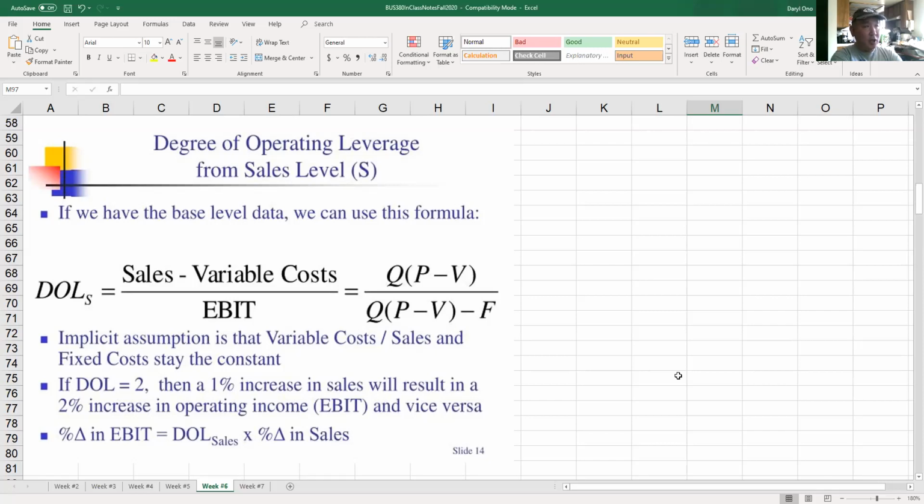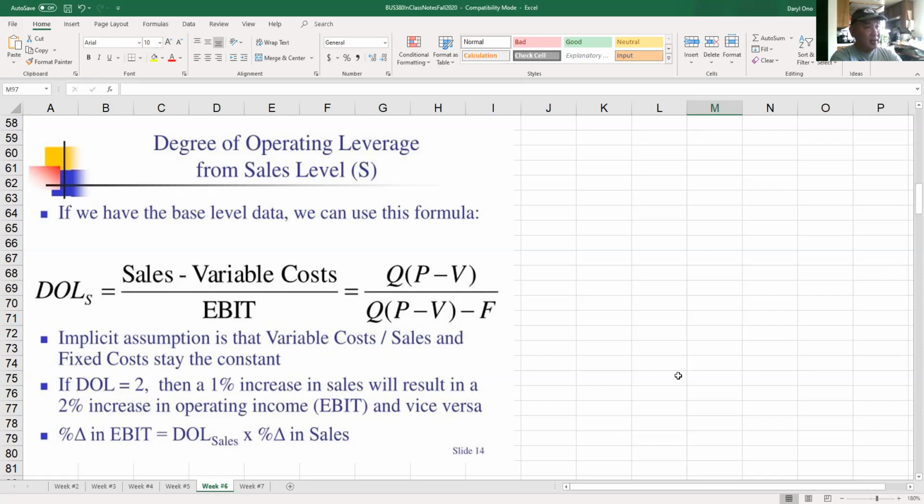Another formula to calculate the degree of operating leverage, you can see on the very right there, is: Q is quantity sold, P is price per unit, V is variable cost per unit. And in the denominator, Q, P, and V, and F is total fixed cost. So the assumption is that the ratio of variable costs to sales and fixed costs stay constant.